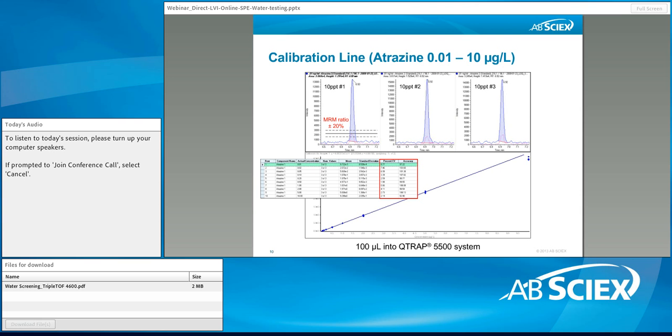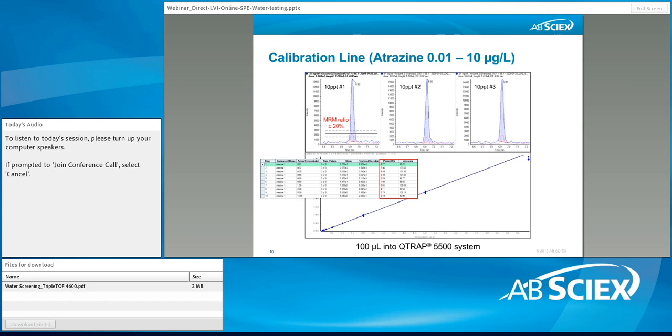Then we see the typical 3 to 4 orders of linear dynamic range for quantitation, and percent CV, a little bit tiny in the table, was well below 5% for each of these concentration levels. And I also highlighted there the presence of the second MRM.